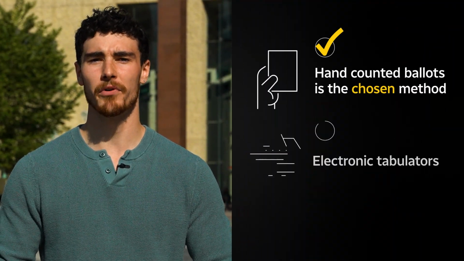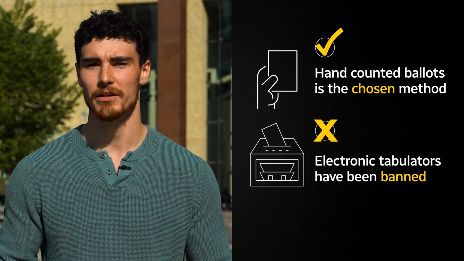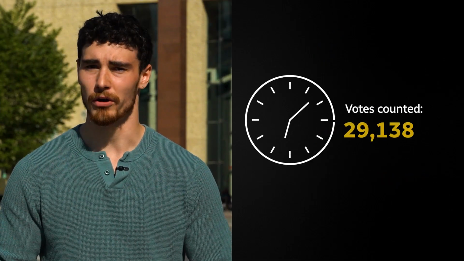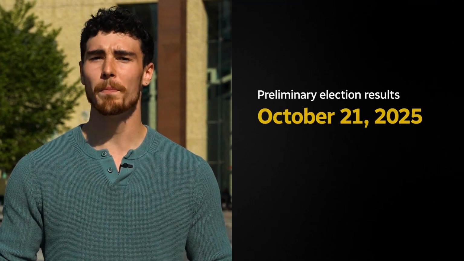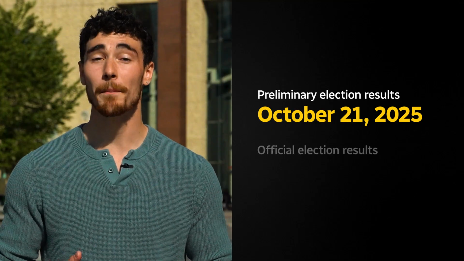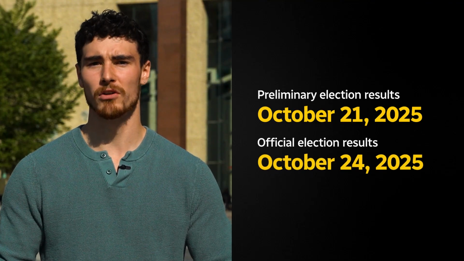This takes us to our final question. When will we know who won? In previous elections, some municipalities would have counted ballots electronically, but this year, all ballots are being hand-counted after the Alberta government banned electronic tabulators, which means counting may take longer. Elections Edmonton says there's a good chance preliminary results won't be in until October 21st, and complete results won't be known until October 24th.